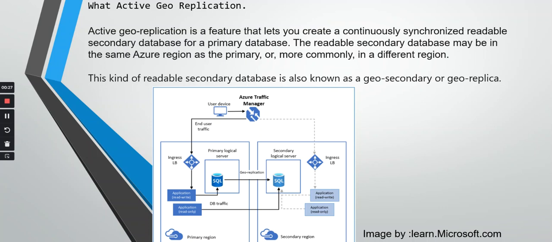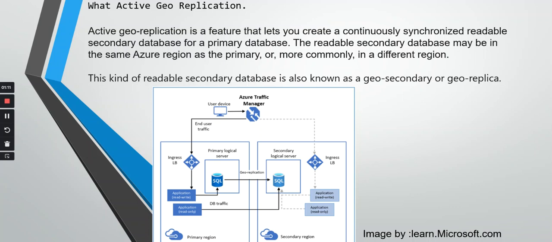Active Geo Replication is a feature that lets you create a continuously synchronized readable secondary database for a primary database. The readable secondary database may be in the same Azure region as the primary or, more commonly, in a different region. This kind of readable secondary database is also known as a geosecondary or georeplica. In very simple terms, it is used for creating a readable secondary. It is as good as Always On technology in on-premises. We have many technologies like log replication, Always On and so on, and this is basically the same type of technology used in Azure.